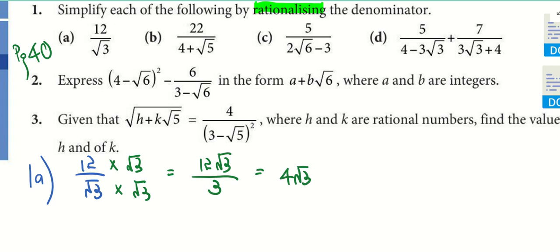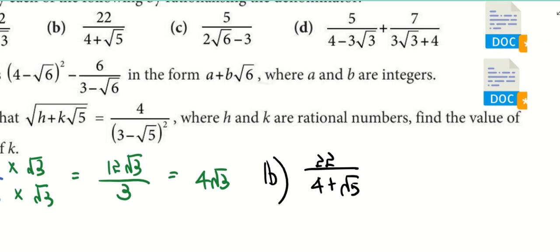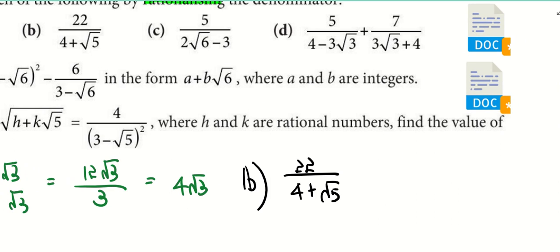There you go, rationalize. Okay, when there are two terms in B, take note, you cannot just multiply by square root 5. I need to multiply by the conjugate. What is the conjugate of 4 plus root 5? So remember, just now we learned about conjugate. So I need to multiply by the conjugate of 4 plus root 5. In this case, it is 4 minus root 5.